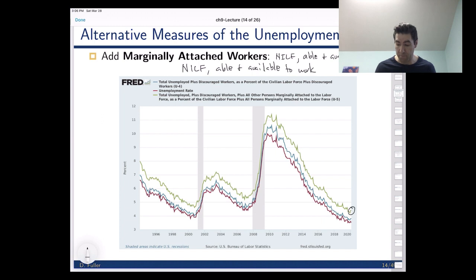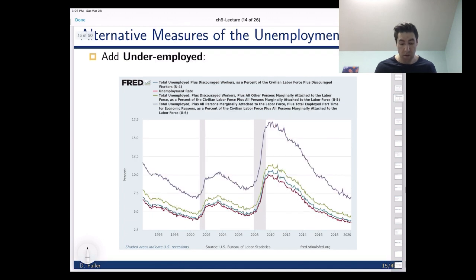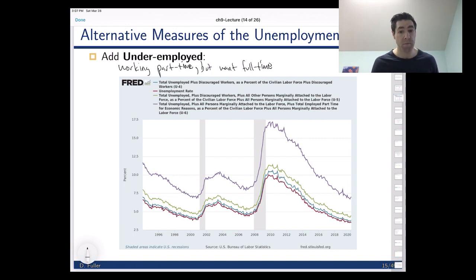So there's one more that we can look at. And if we go to that, we can add the people that are underemployed. Now, this is something we talked about previously. When we add underemployed, this is people that are working part-time but would prefer to work full-time. So you're working part-time for economic reasons, I think, is what they typically have. And so on top of discouraged and the marginally attached, we add this group that's working part-time but wants a full-time job. And there we get a much bigger jump in the rate.